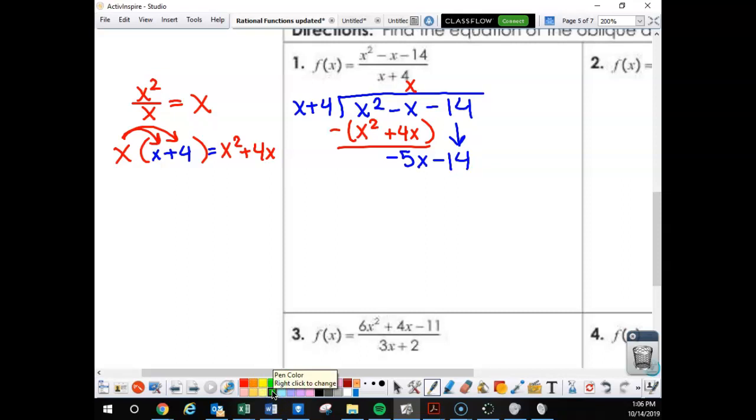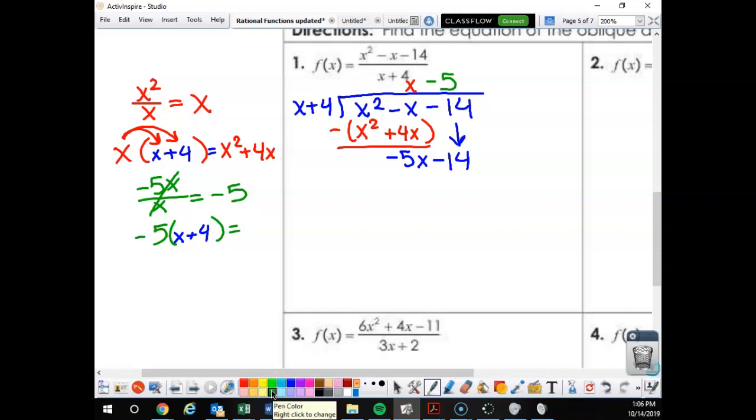All right, and so my next step is to try to cancel out that negative 5x. So I'm going to divide that by my leading term, which is x. x over x simplifies to 1. So I'm left with negative 5. And so negative 5 is what I'm going to multiply my divisor by. I have to do negative 5 times x, which is negative 5x. And then negative 5 times 4 is negative 20. That's going to be here: negative 5x minus 20.